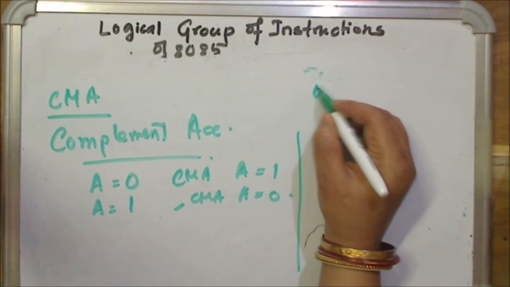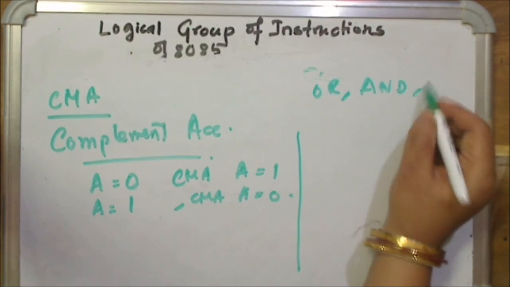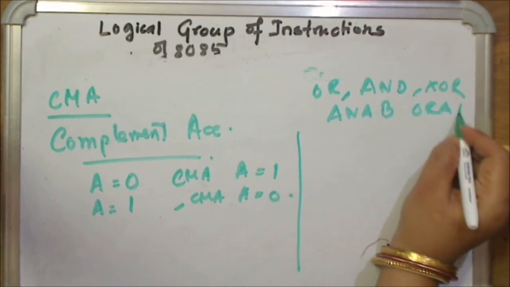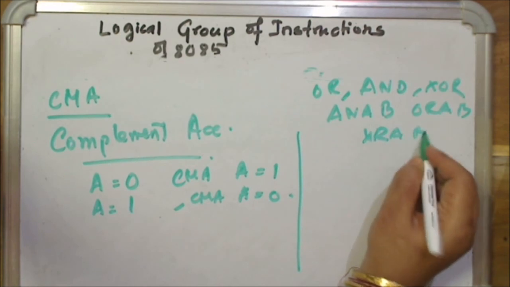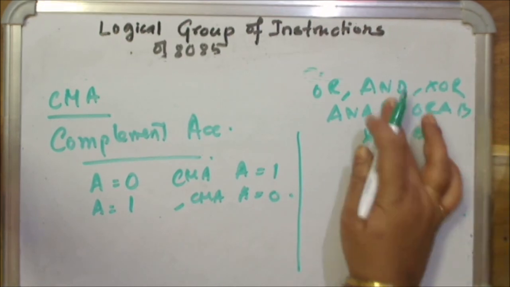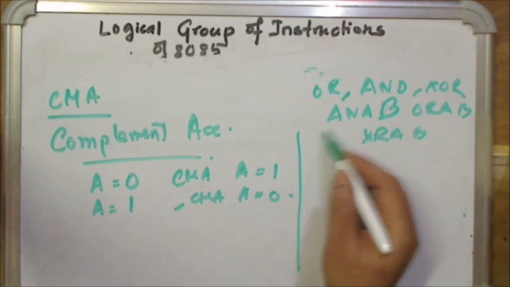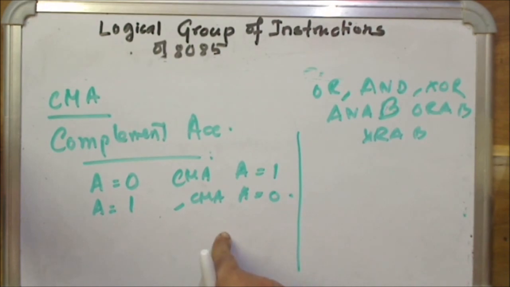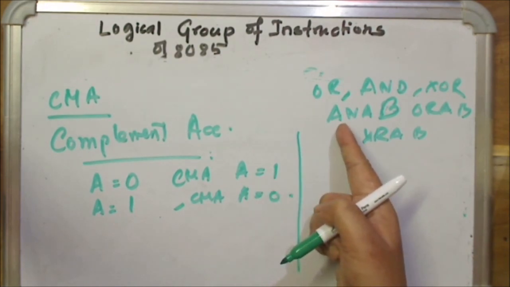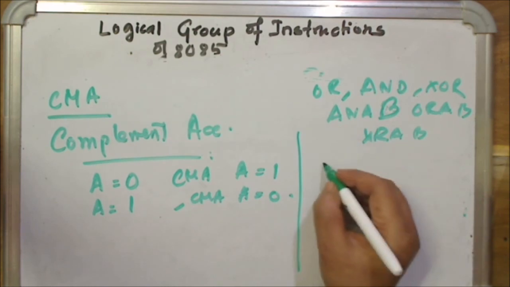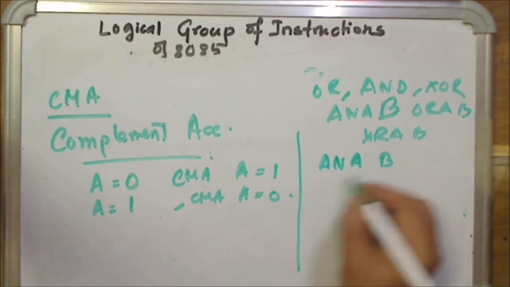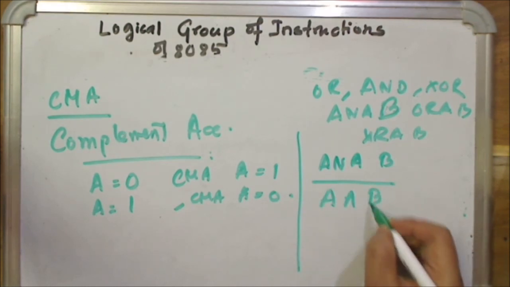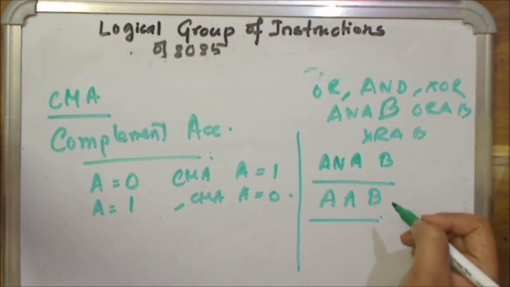Now listen here. You have instructions for OR, AND and XOR, right? You have already seen ANA B, ORA B, XRA B, or XRA C, XRA D, any register you can use. Now you have an instruction for complementing the accumulator. So these instructions also work on the accumulator. If you write ANA B, what will happen? The A register will be ANDed with the operand in register B. I have already explained.